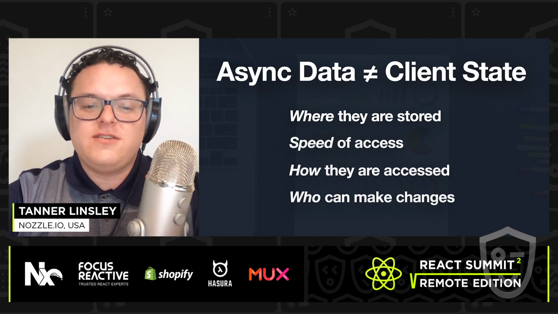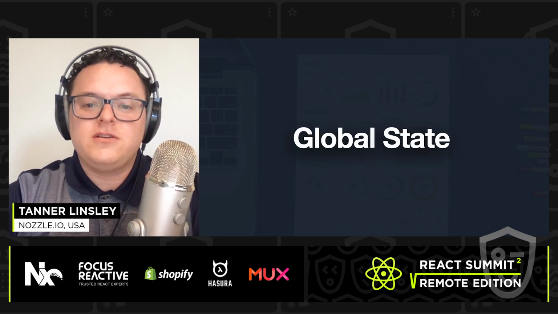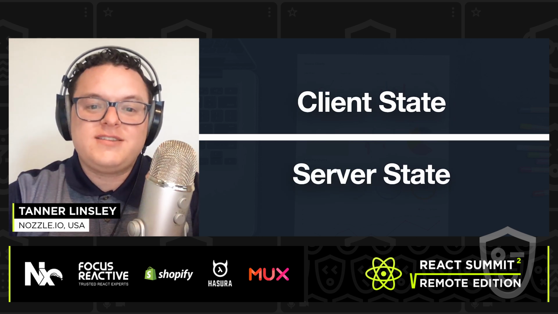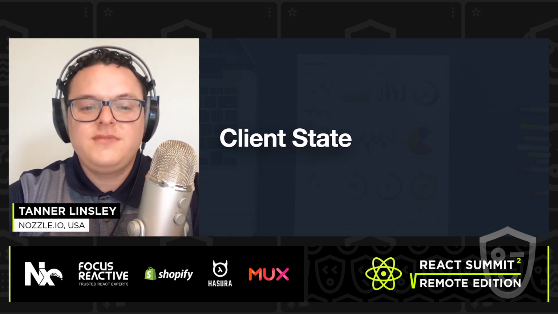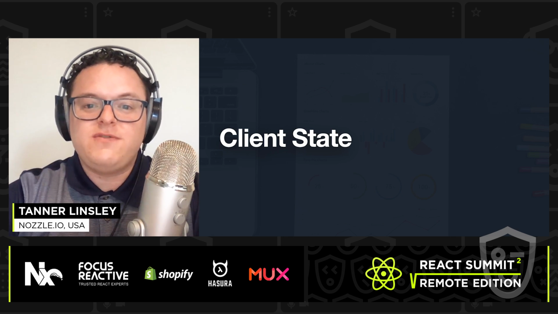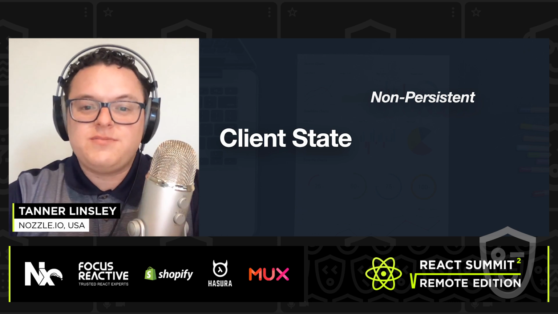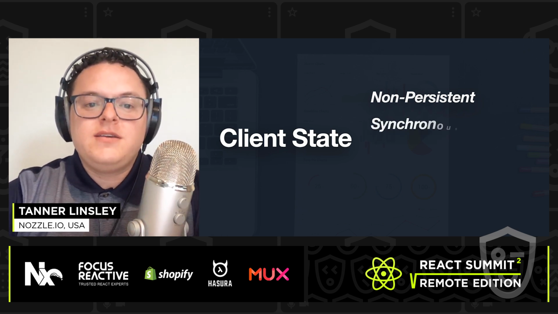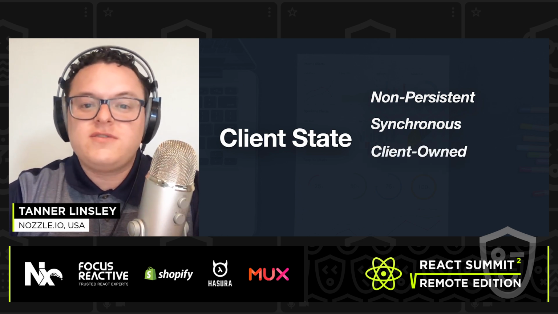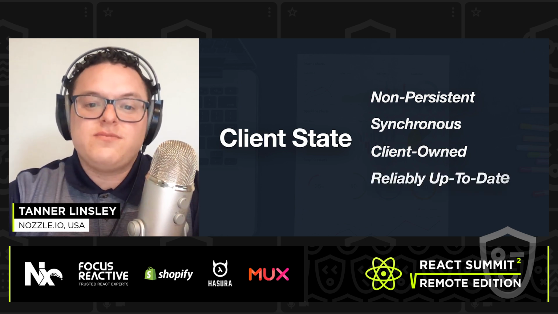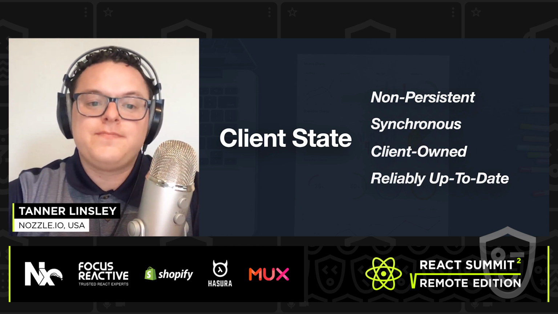To make all this easier to understand, I want to stop using the term global state and instead call these two different types of state client state and server state. Client state is relatively simple and should be familiar to most developers. It's temporary and local, and it's generally not persisted between sessions. It's accessed with synchronous APIs that don't have any latency, and most of it is owned by our client's application instance. So for all those reasons, we can pretty much rely on our client state always being up to date at any given time in our application.